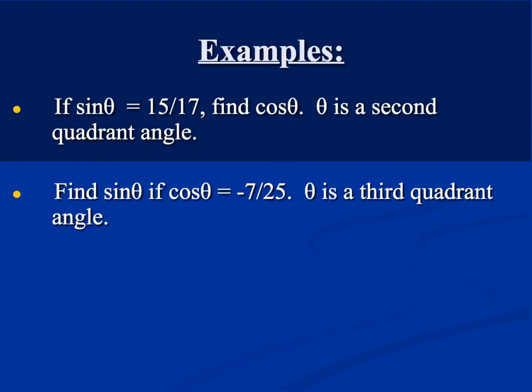What I would like you to do now is try to pause this video and see if you can find the answers to these. If sine is 15/17, find cosine of theta. And this is telling you that theta is in the second quadrant. That's a really important piece of information. So make sure you draw your triangle, figure out the information you need, find cosine. Do the same thing with the next one. Find the sine if this is cosine and it's in the third quadrant angle. When you press play on this in a couple seconds, I'll give you the solutions.